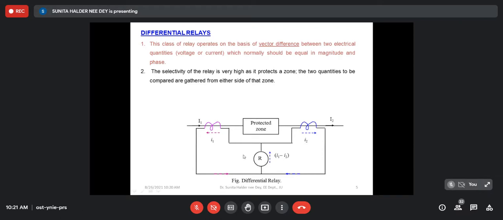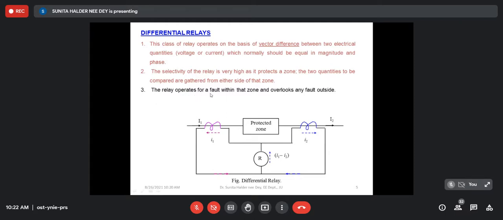Why are we calling it a zone? We are calling it a zone because some current is entering the zone and outgoing from the zone. We are comparing this current, and when there is an abnormality between these currents, then the relay will operate and protect the total region for which we have made this observation. That's why it is a protected zone. And overcurrent protection was only for a line or for a circuit, but not for a zone. It cannot give you zonal protection in that way.